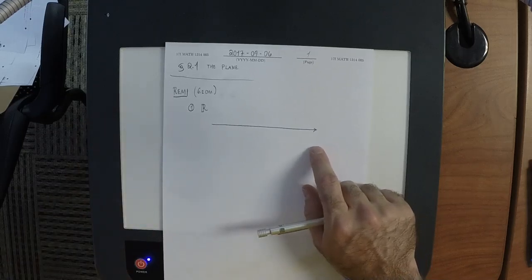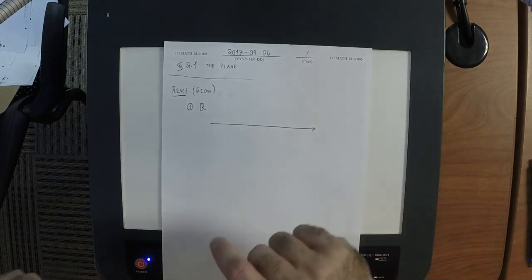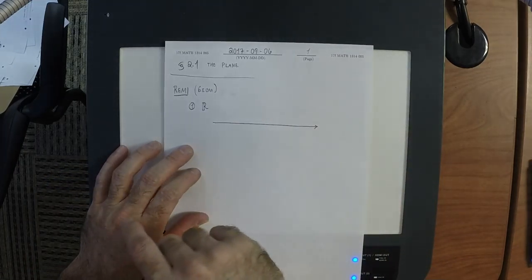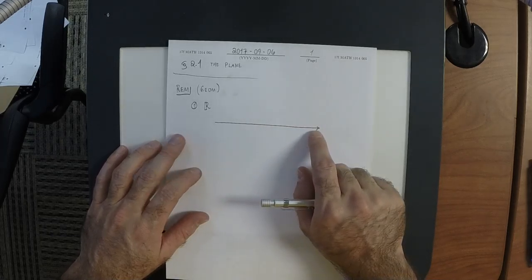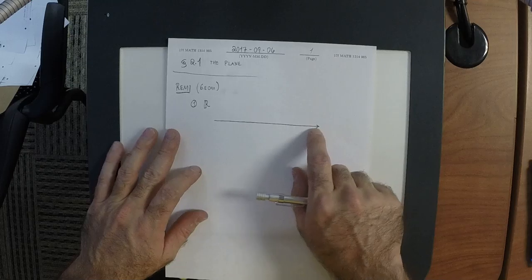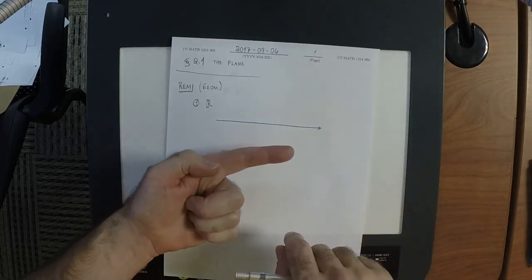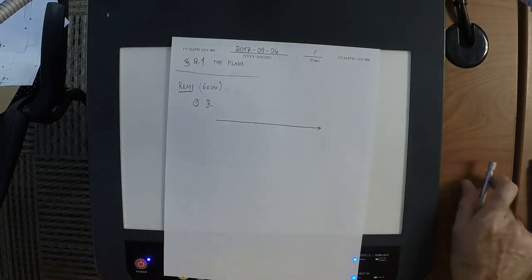Yeah? It's in fact infinitely long in both directions. It goes all the way that way and also all the way that way. But why just the arrow on the right side? Because that's the direction of increase. That's the direction you go to get bigger ones. Okay, that's the increasing direction.